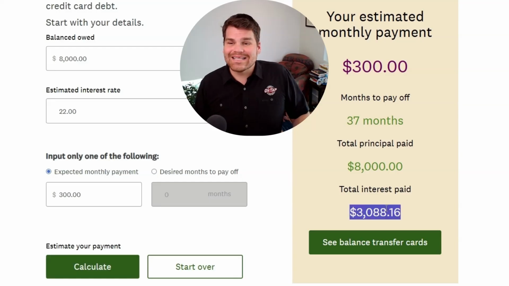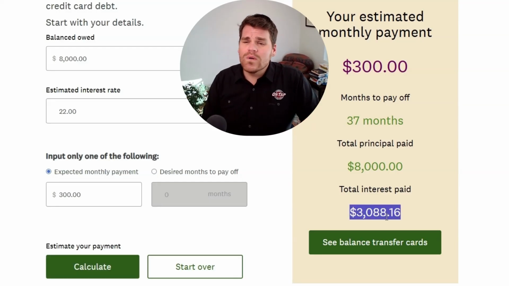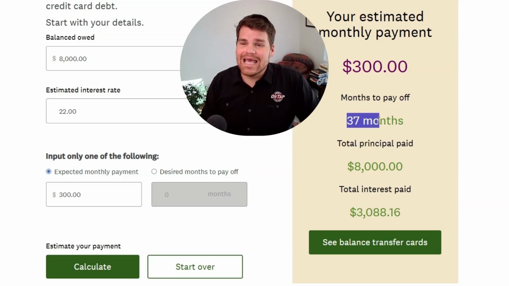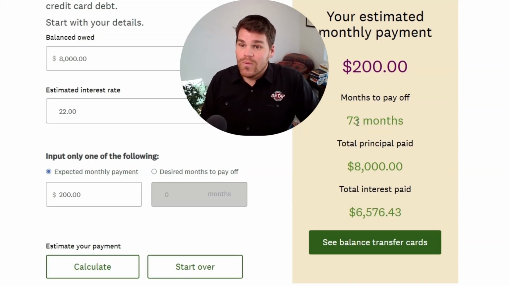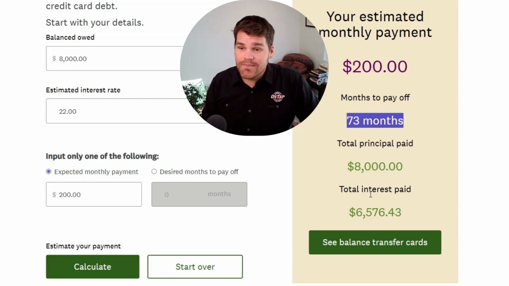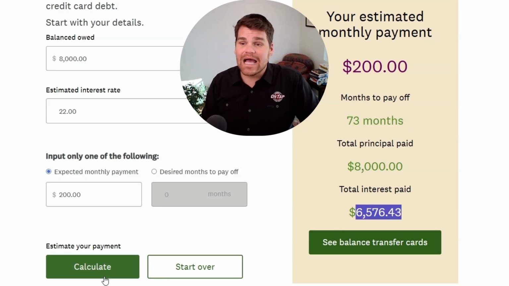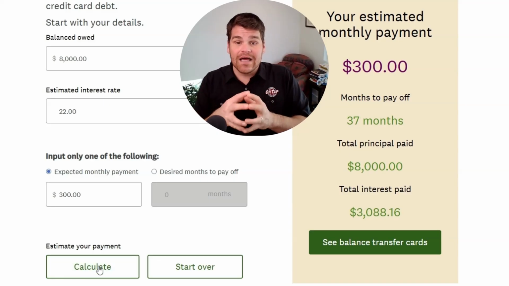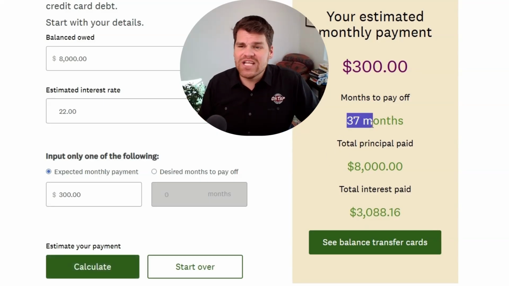Instead of paying that $6,500-ish towards interest, they're only going to pay $3,000 over the life of this credit card. And instead of having that lengthy payoff period, they pay it off in 37 months. Again, going back to their original, we had 73 months to pay this thing off and over $6,500 of interest. So just that extra $100 a month from them working together more proportionally has changed the game for them.